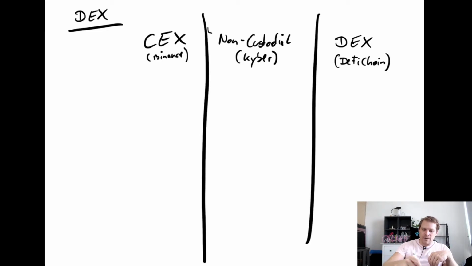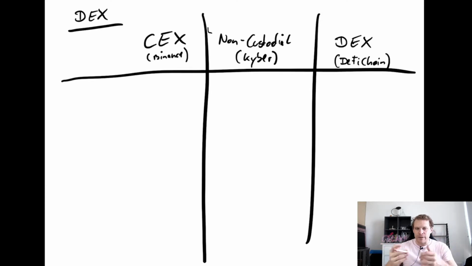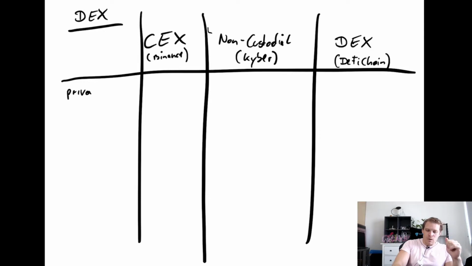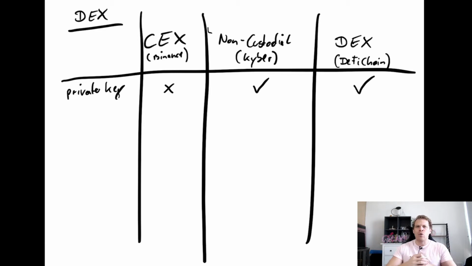So what does this actually mean, and what are the typical criteria? What most people think of when we talk about DEX versus a CEX is the private key. So do you control the private key, yes or no? And this is where most people fall for the trap that they think non-custodial exchanges are decentralized exchanges, but they're not. Why? Well, on Binance, as a CEX, it's very easy. Here, you don't control the private key. On Kyber, for example, on all non-custodial exchanges, by definition, you do control the private key. And on a true DEX, obviously as well, you control the private key.